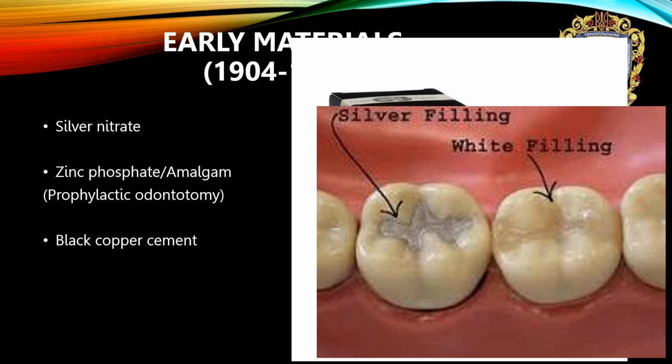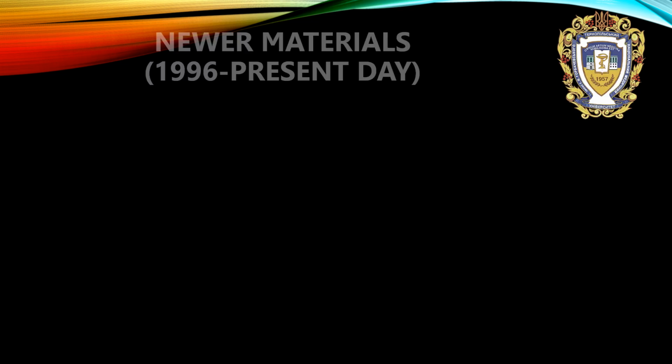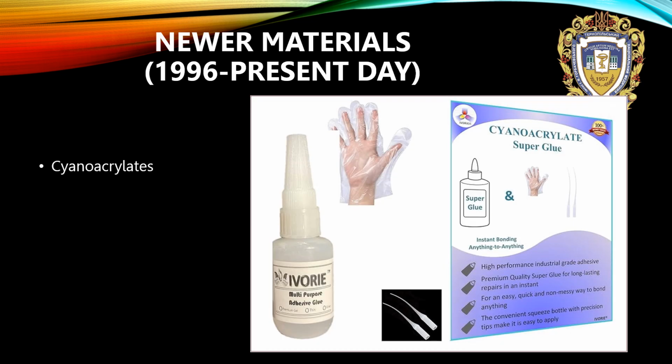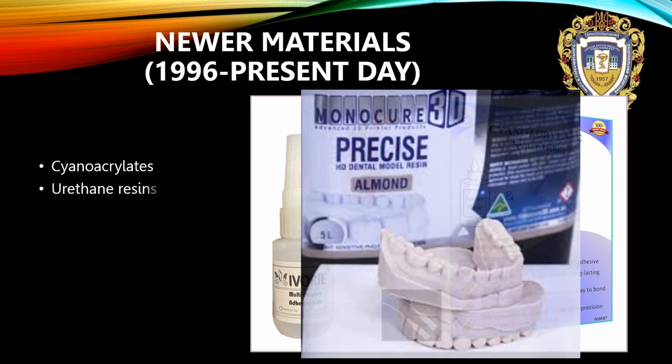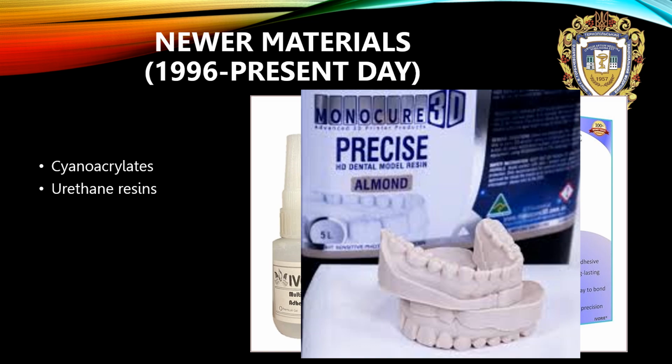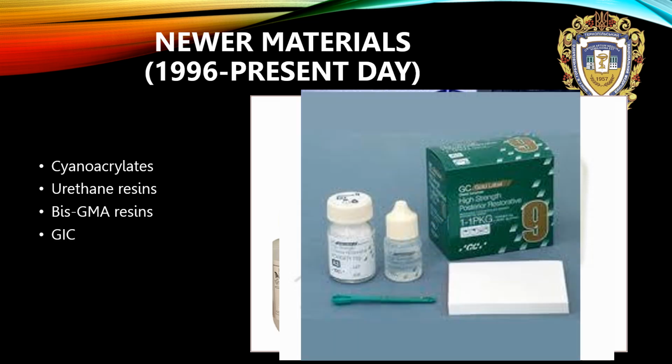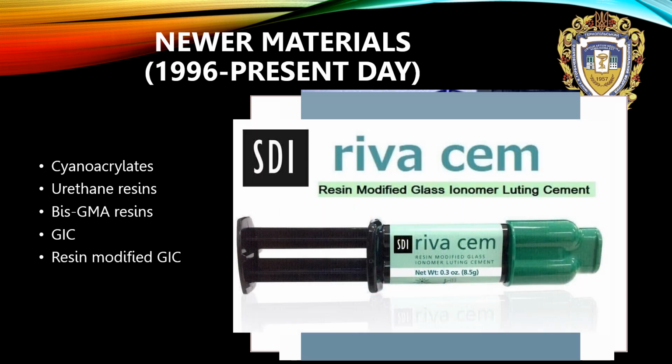And now to the newer filling materials, from 1996 till present day. Of course, first of all, it is cyanoacrylates, urethane resins, bis-GMA resins, glass ionomer cements, and resin-modified glass ionomer cements.